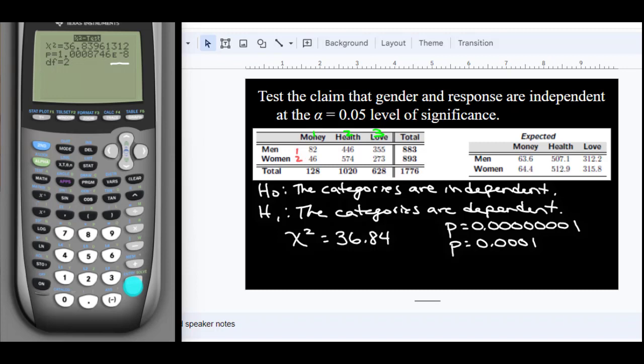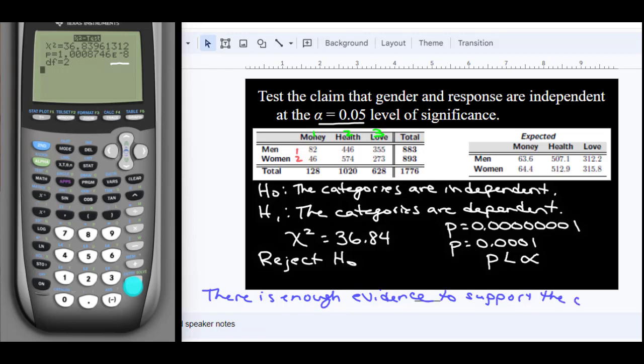But anyway, our goal now is to compare P with alpha, and since alpha is 0.05, P is definitely less than that. So that means we reject the null hypothesis, and therefore there is enough evidence to support the claim that the categories are dependent. Because remember, our assumption was that they are independent, and based on our values that we got here, we're getting that they are dependent.